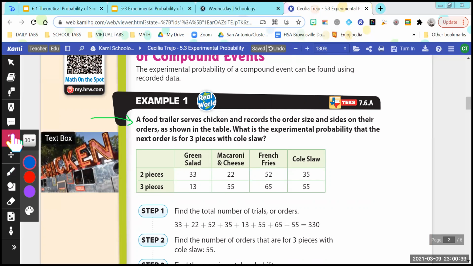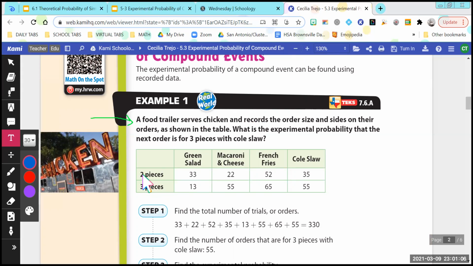A food trailer serves chicken and records the order size and the sides on their orders as shown in the table. What is the experimental probability that the next order is for three pieces and coleslaw? All right, so this kind of breakdown has a table here at the bottom, right?